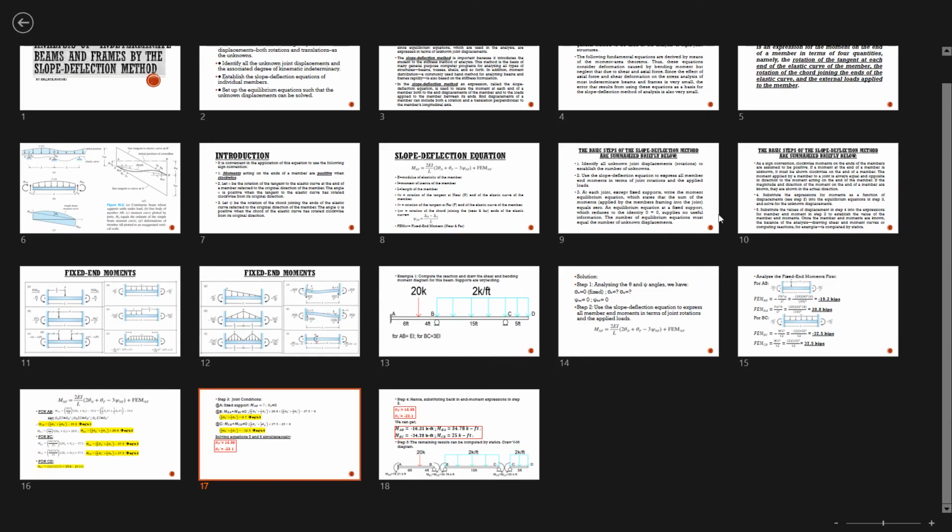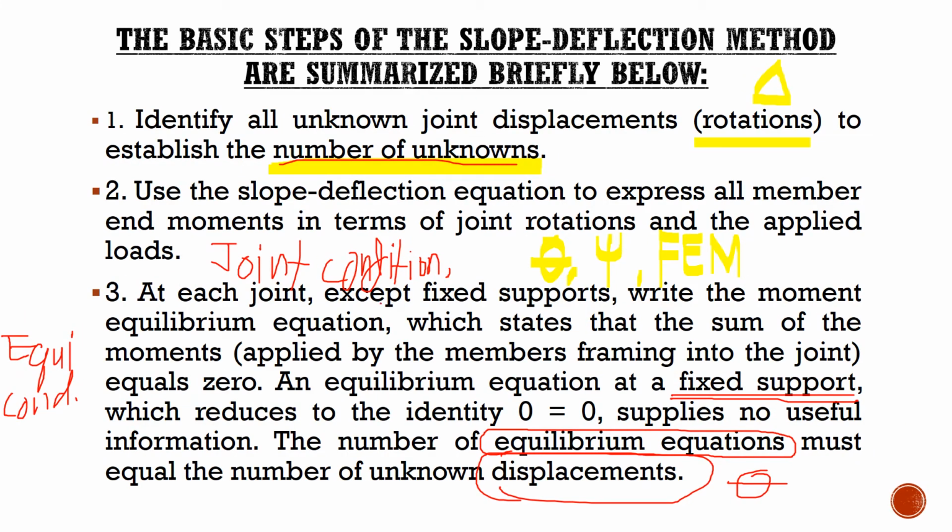Let's go back to the steps, guys. At this joint, write the moment equilibrium equation, which states that the sum of the moments applied by the members framing into the joint equals 0. So we'll write the moment equilibrium, the sum of the two moments is equal to 0.